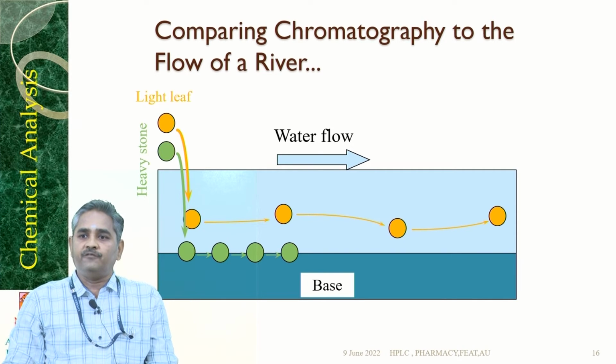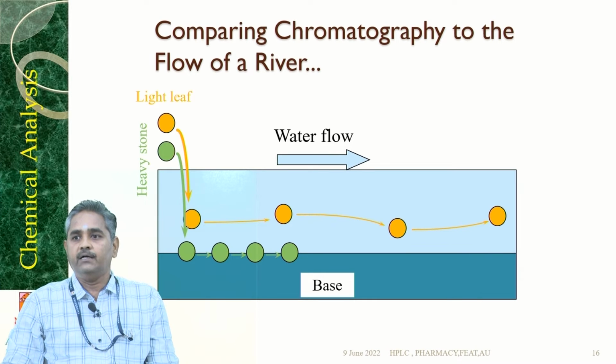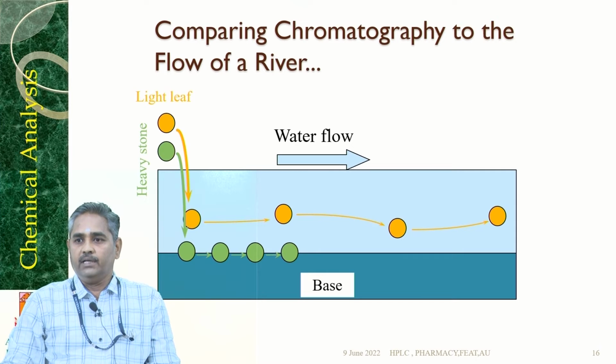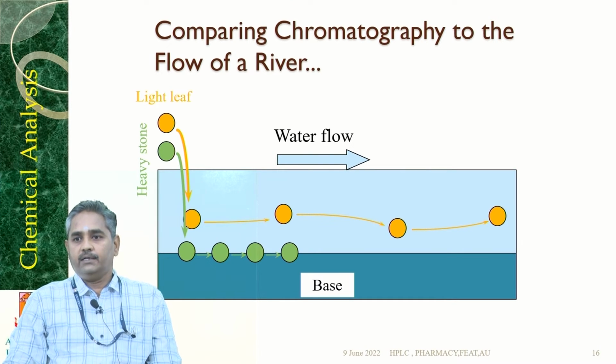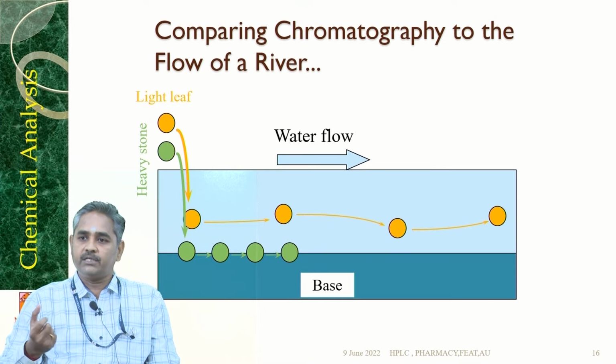Comparing chromatography to the flow of a river. Why are we comparing chromatography with the flow of a river? The stationary phase is compared to the soil in the river bed, which is the base, and the water is flowing over the soil. When a leaf and a heavy stone are present in the river, the heavy stone will have more attraction towards the soil and will not move faster, while the light leaf, which is lightweight, moves along with the river water, moves faster and comes out first from the stationary phase, is eluted faster and will get separated faster.